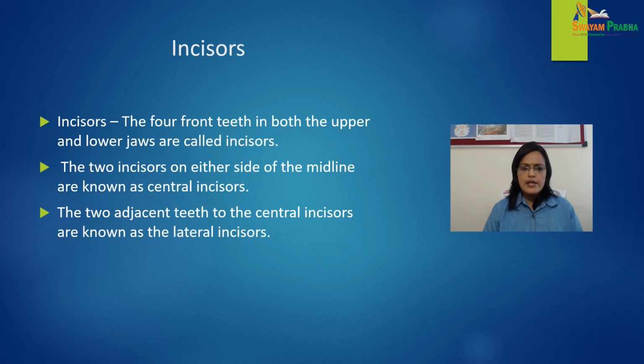First is incisors. The four front teeth in the upper and the lower jaw are called incisors. The primary function is to cut the food. The two incisors on either side of the midline are known as central incisors. The two teeth adjacent to the central incisors are known as lateral incisors. Incisors have a single root and a sharp incisal edge.